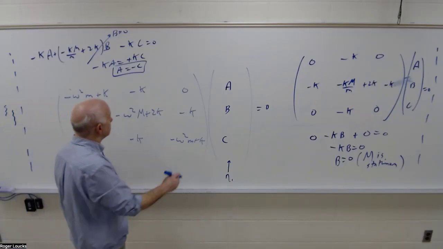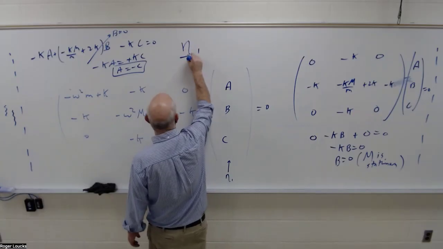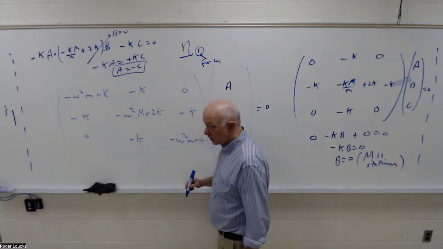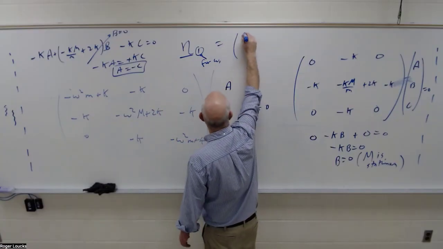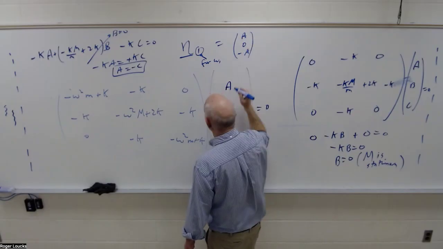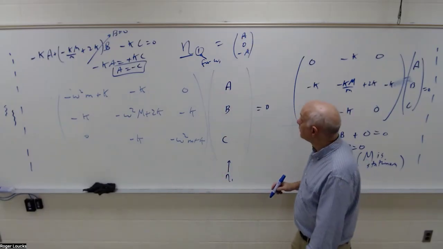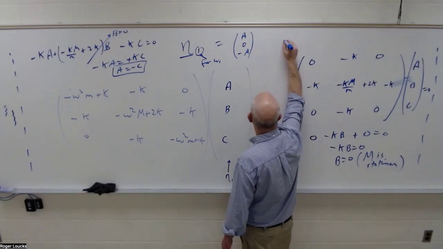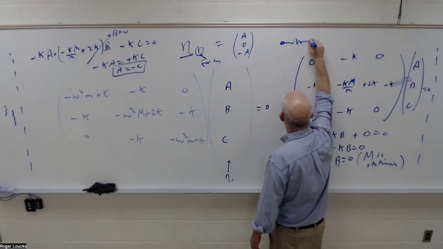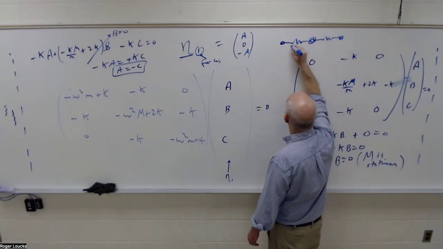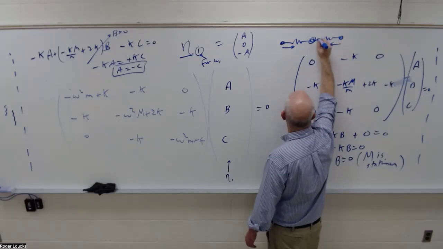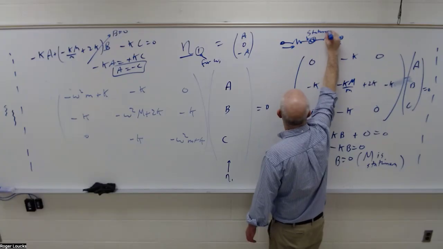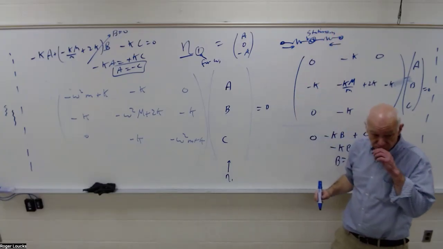So if I write the eta for this one here, this is for omega 1. What does this equal? This is going to be the A, 0, minus A. Right? Makes sense? And so that corresponds to, again, if you look at it, these two moving in like that, and this is stationary. That makes sense?